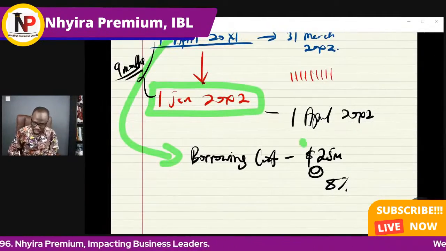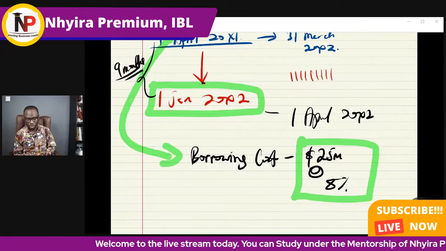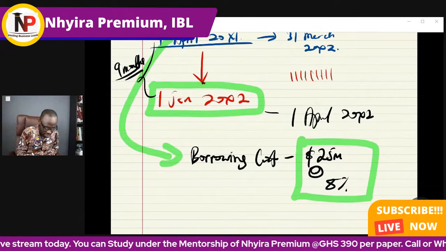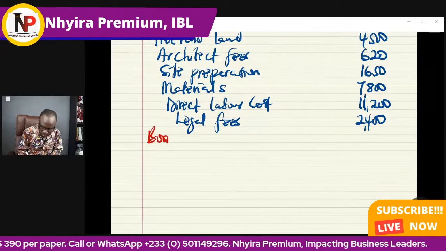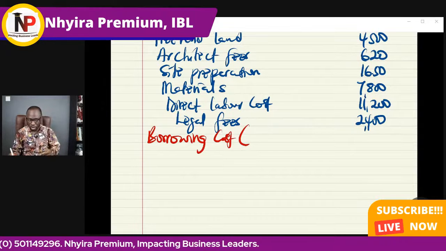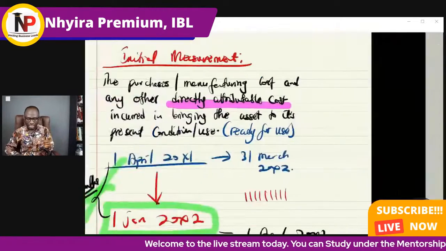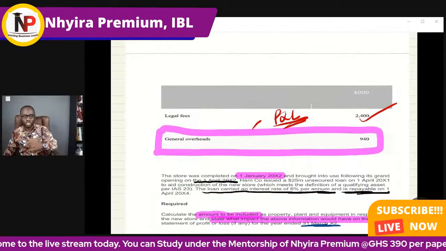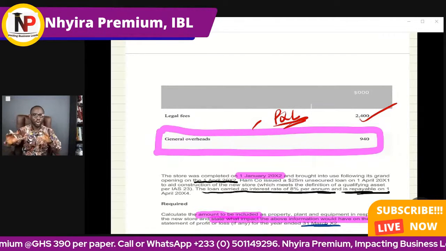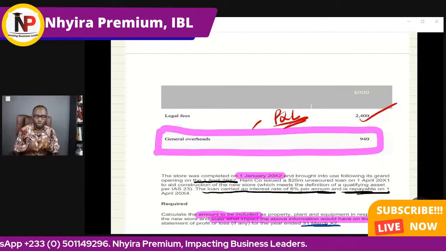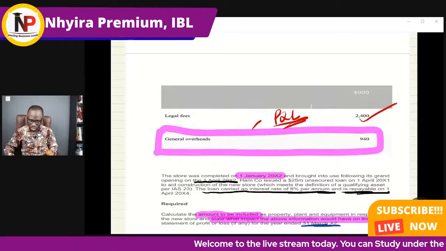The entity went for a 25 million loan as part of the deal to finance the construction of this particular asset. So the period of capitalization, like we've mentioned already, is 9 months. So when it comes to the borrowing cost, we're going to be having 9 months coming in. Remember, the asset was ready for use on 1st January 20X2, which is 9 months from 1st April 20X1. But then the company occupied the asset on 1st April 20X1. We don't care when they occupy the asset if we are dealing with initial recognition. Our focus is when the asset was ready for use. It is the time that the asset became ready for use that we are going to be looking at.